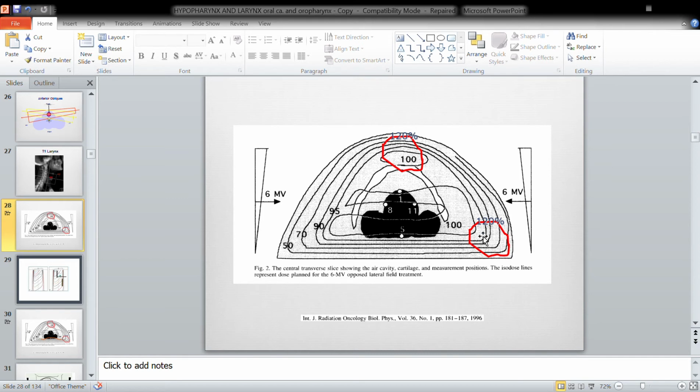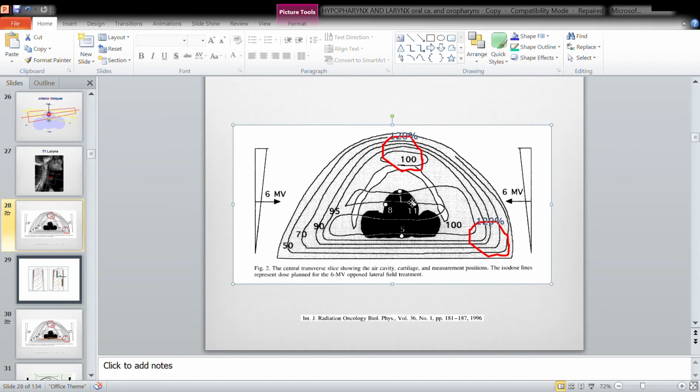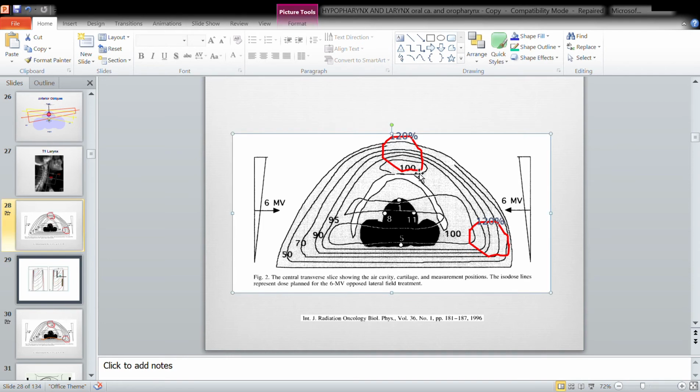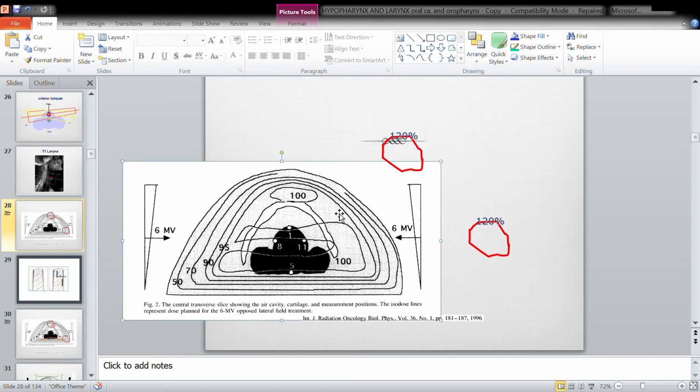And what happens is, if the plan is ideal, let's forget about the red lines. Okay, let's look at this plan. It's an ideal plan. You can see here 95% coverage, everything is fine, 100%, and maybe the maximum dose is 105, and everything is ideal.